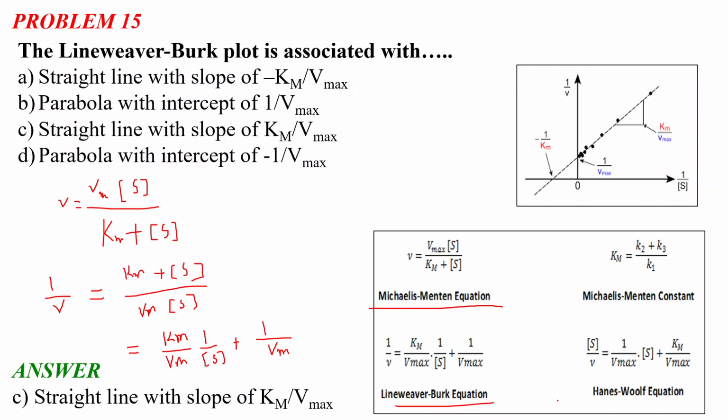Now from this equation, getting the Hanes-Woolf equation is again easy. You just have to multiply the whole Lineweaver-Burk equation by the substrate concentration S, and then we will have the Hanes-Woolf equation. Now this is an equation of a straight line, right? If you compare it with y equal to mx plus c, you can see this m is the slope, which is Km by Vmax, and your c is the intercept, which is 1 by Vmax. Okay. So this is the particular equation of the Lineweaver-Burk plot.